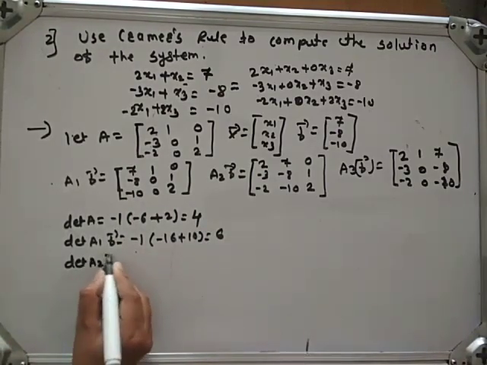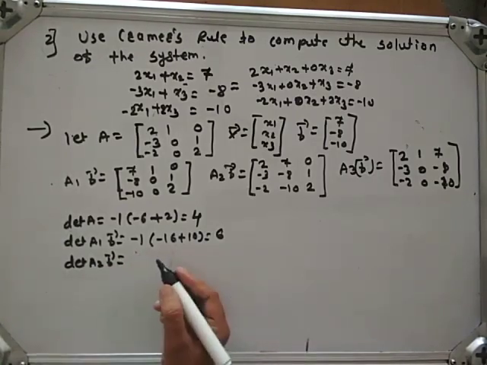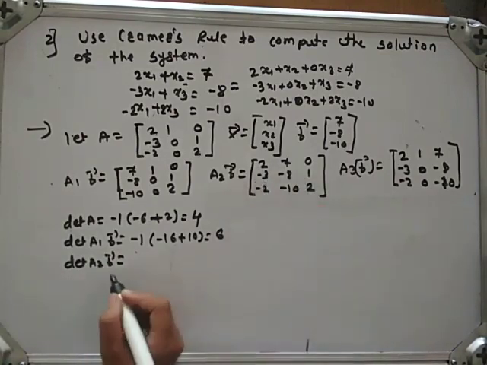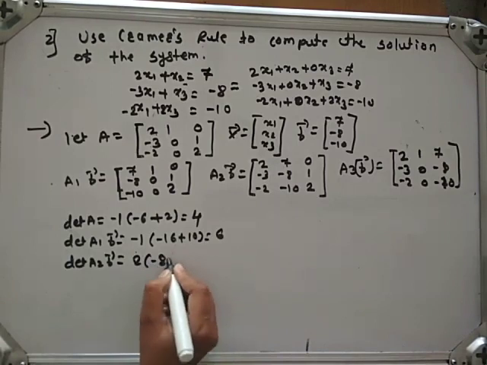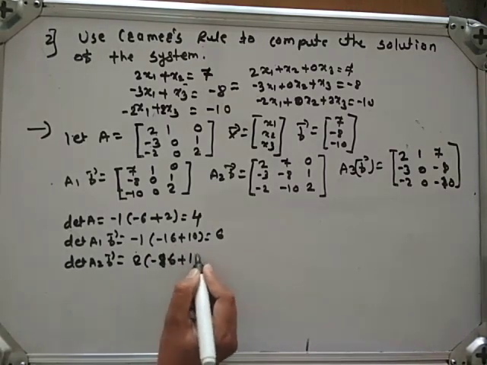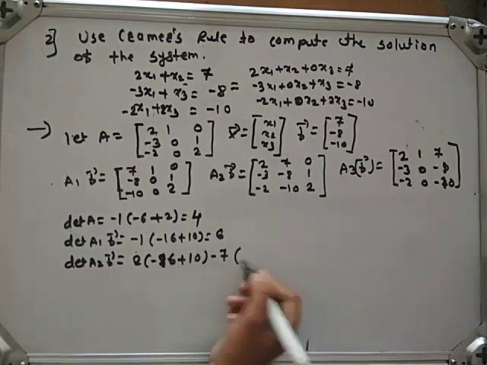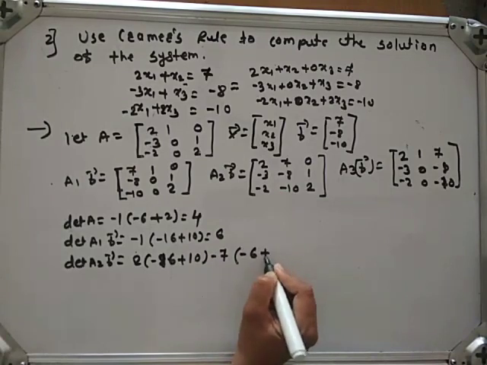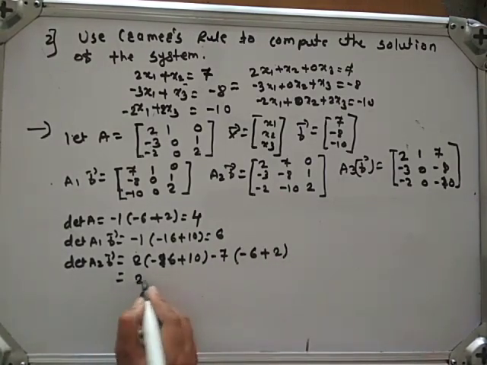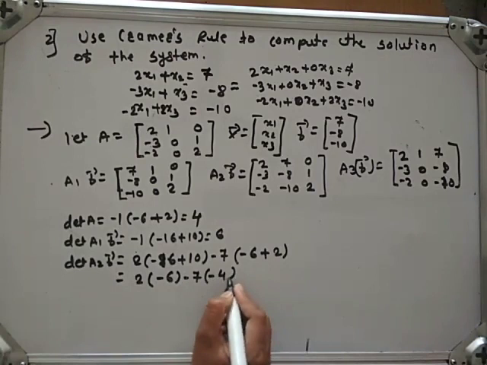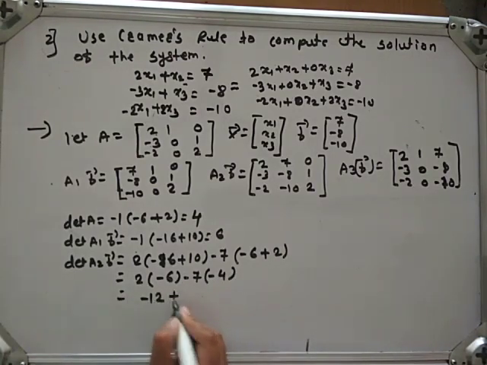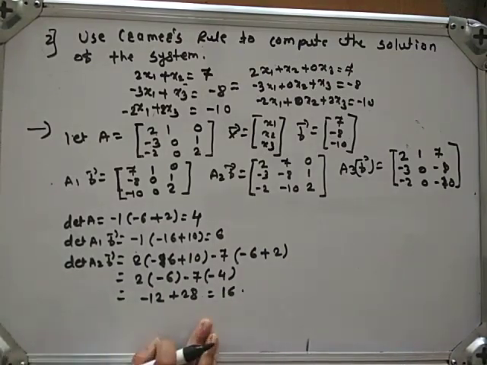Determinant of A2 into B bar is equal to, see here, 2 into minus 16 plus 10, okay, minus 7 into minus 6 plus 2, okay, is equal to 2 into minus 6 minus 7 into minus 4, okay, minus 12 plus 28 is equal to 16. So the determinant of A2 into B bar is equal to 16.